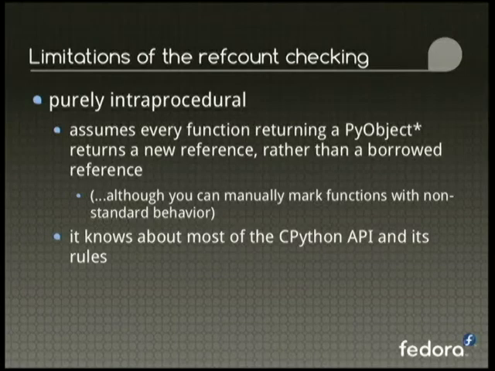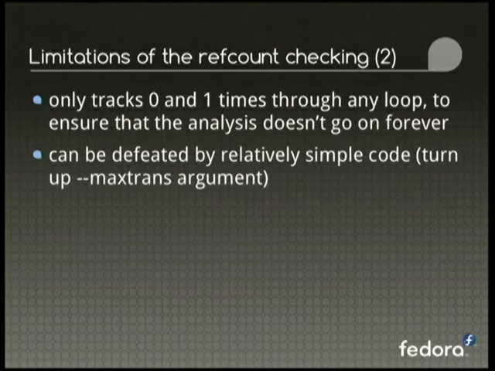So if you have pre-existing code that uses lots of borrowed references, it'll unfortunately give you lots of false alarms. Sorry. It does know about most of CPython's API. I've given it lots of hard-coded rules explaining in particular the functions that return borrowed references and that steal references. That's another thing that can cause false alarms. But it knows about the ones in CPython that steal references.